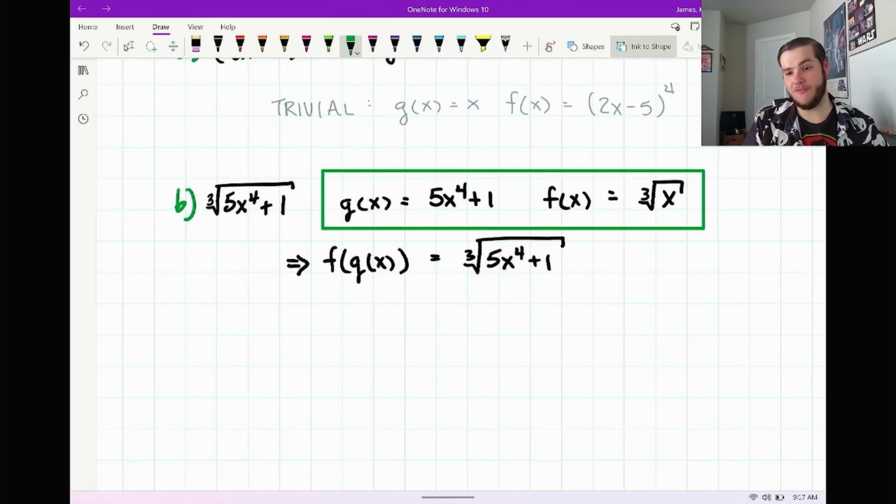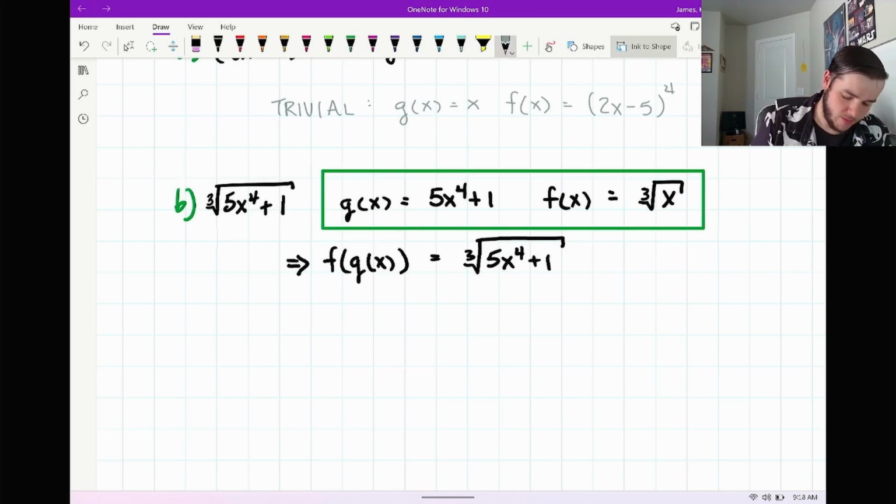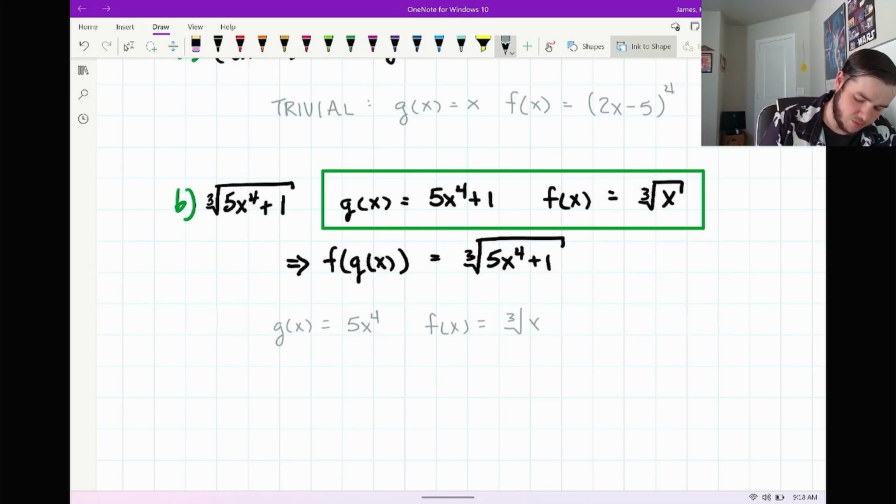An answer that I found was to let g of x be 5x to the fourth plus 1, and f of x to be the cubed root of x. But with these problems, there are usually multiple correct answers. For example, you may also have said that g of x was 5x to the fourth, and that f of x was the cubed root of x plus 1. That would also be a valid answer for this problem.